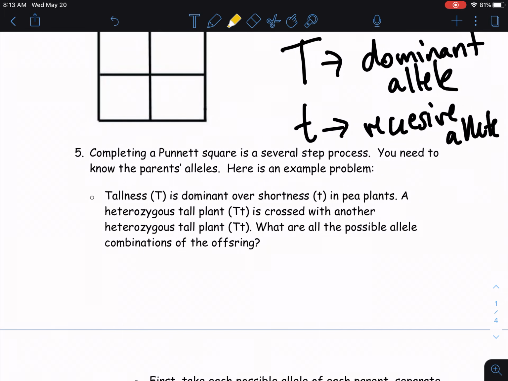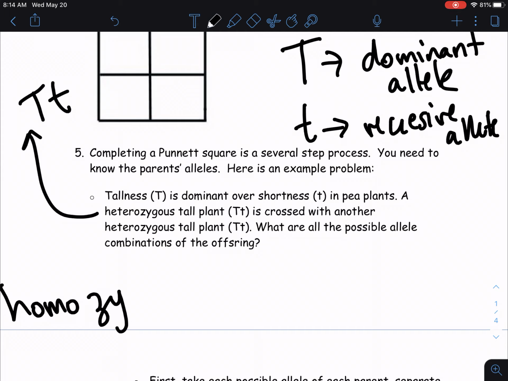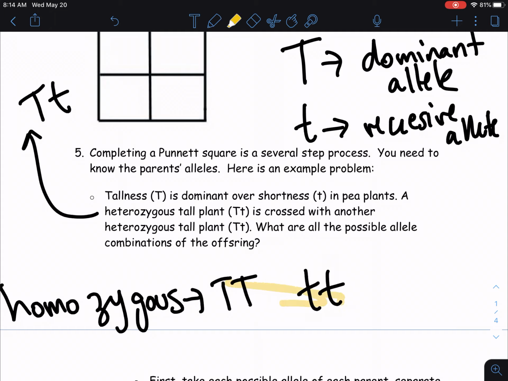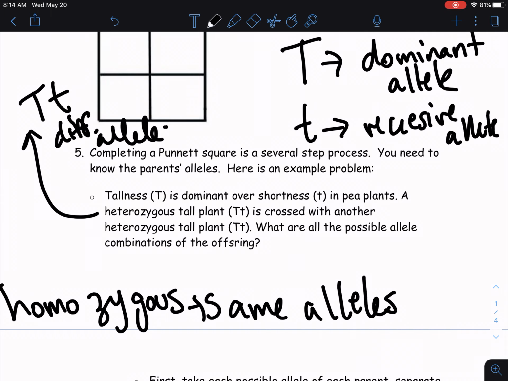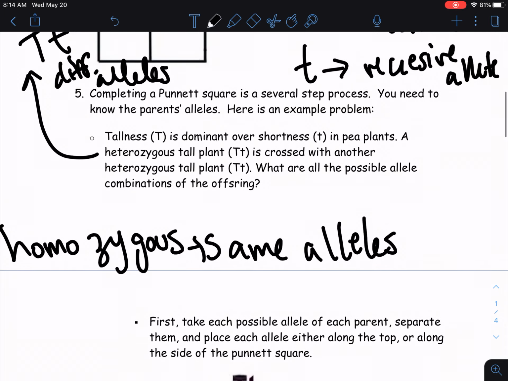Okay, so tallness, capital T, is dominant over shortness, lowercase t, in pea plants. A heterozygous, another thing. Hetero means that you have both big and little. Homozygous means you have the same. So it can be two big T's or two little T's. So keep that in mind. Homo or same alleles. Hetero are different alleles. Okay, so we have this.